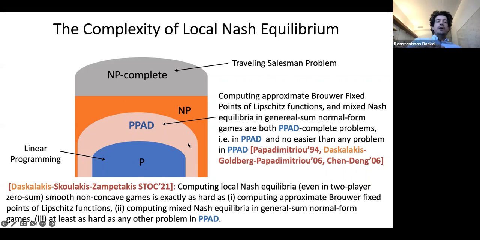So what we show is that these non-convex, non-concave games that we're talking about are as hard as any problem in this class. So they're exactly as hard as this class. Unless this class collapses down to P, you cannot have a polynomial time algorithm that finds local Nashes. So local Nash in even two-player zero-sum games that are non-concave is as hard as Brouwer fixed points, as hard as mixed global Nash in normal form games. This is what we showed, and also the associated query complexity lower bounds.